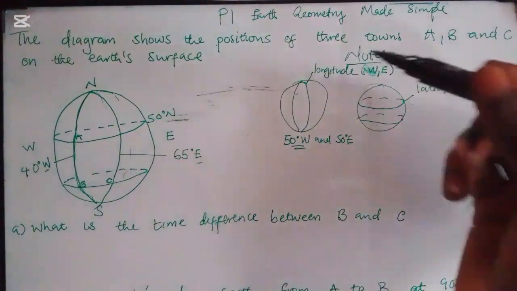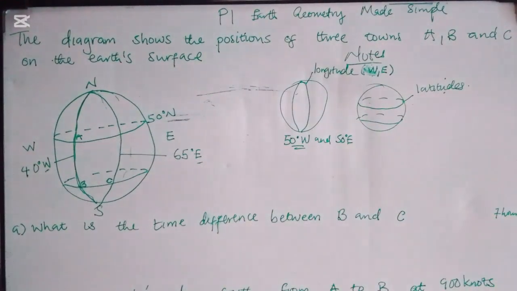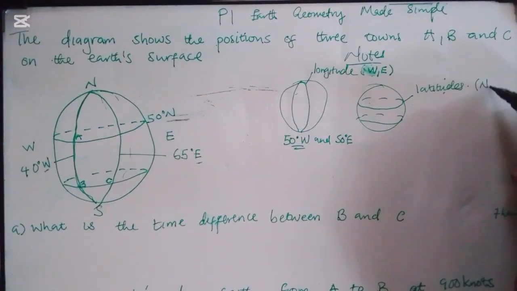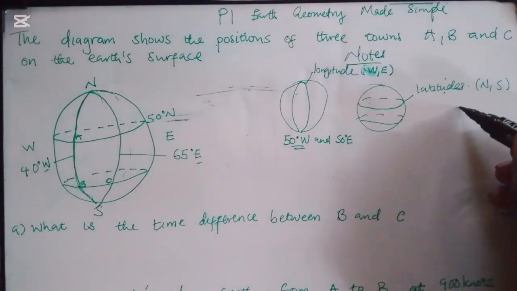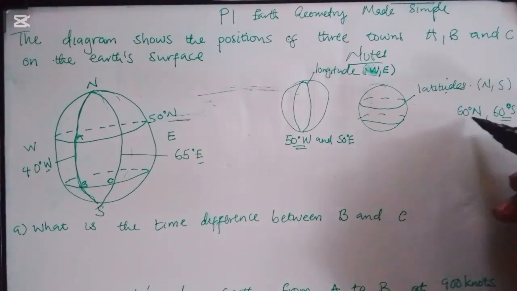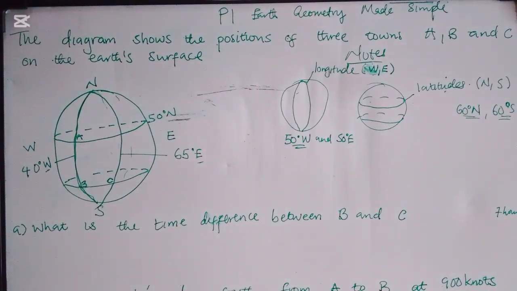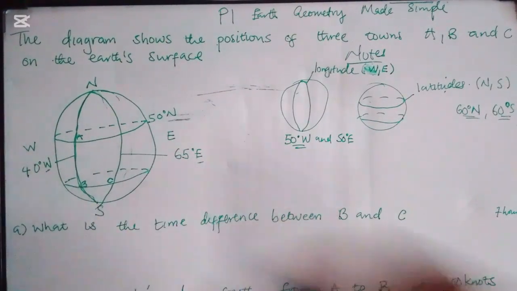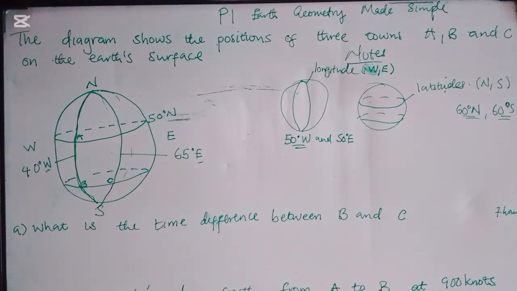Then since longitudes have west and east, meaning our latitudes will have which sides? North and south. So whenever you see 60 degrees north, 60 degrees south, just remember that these are latitude lines which run from west to east. So these are the 2 basic things which we need to understand when we look at Earth geometry.